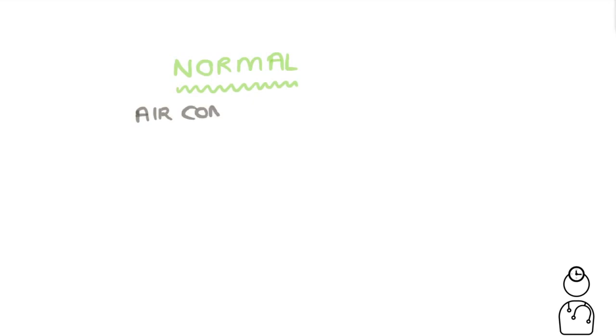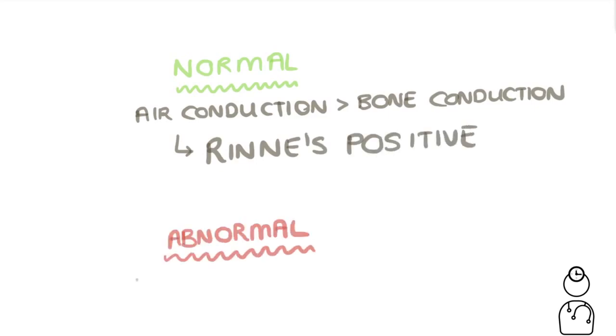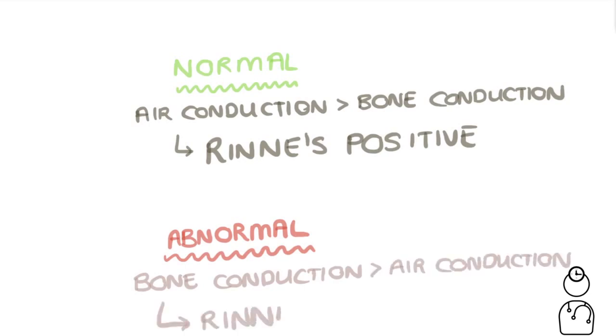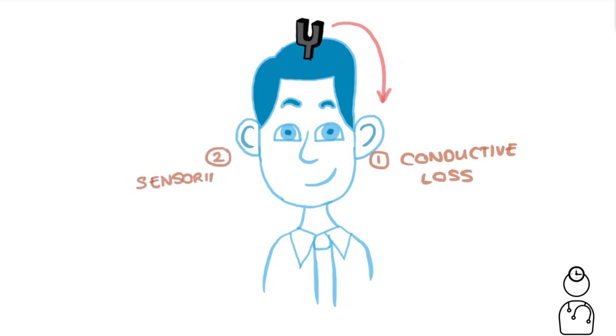Rinne's terminology is a bit different. A normal test, where air conduction is louder than bone conduction, is known as a Rinne's positive test. An abnormal test, on the other hand, where bone conduction is louder than air conduction, is known as a Rinne's negative test. So let's put the two together. When we did the Weber's test, Bob said it was lateralizing to this ear. That means either that ear has a conductive hearing loss, or the other ear has a sensory neural hearing loss.